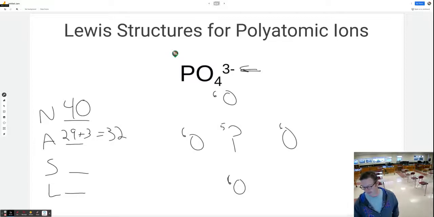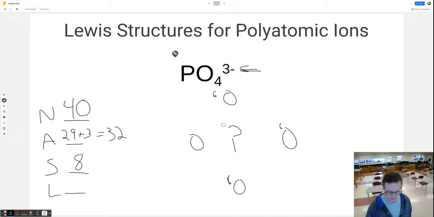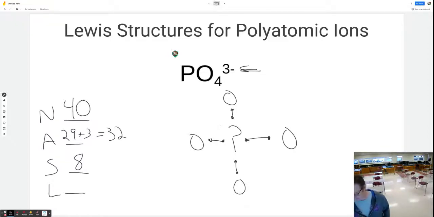Take the n, 40 minus the 32, means I need to share 8. Sharing 8 means make 4 bonds, which is good because I have 4 atoms that I need to bond to. So there's 1, 2, 3, 4 bonds, 8 electrons being shared. Okay, there's my S. And then the leftovers, 32 minus 8 is 24. So I need 24 dots or lone pair electrons.